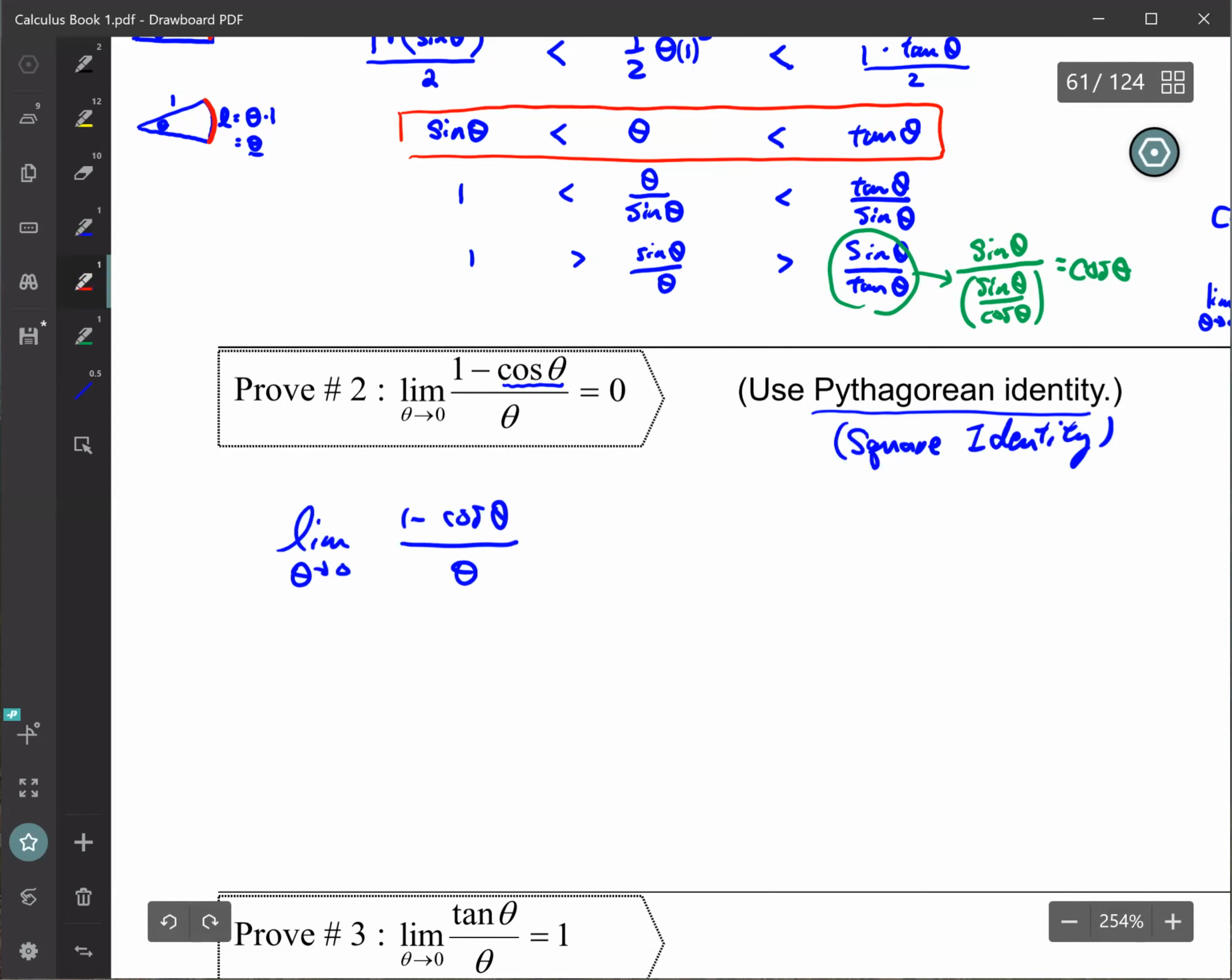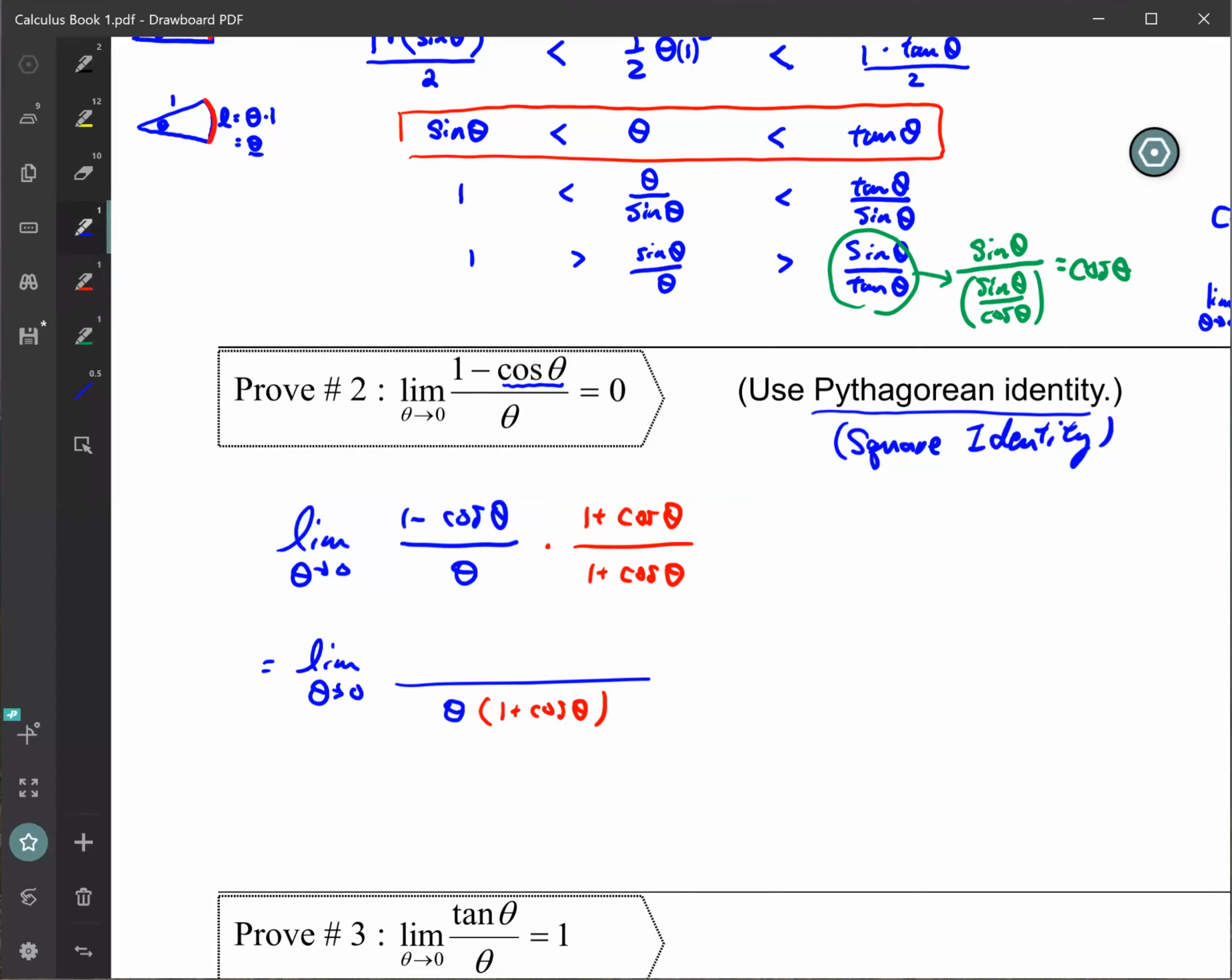We are going to multiply top and bottom by 1 plus cosine. So kind of like the idea of conjugate, right? Except we don't have square root here. And once we're done that, the denominator, I'm going to keep it apart. Okay, what's the numerator going to become?